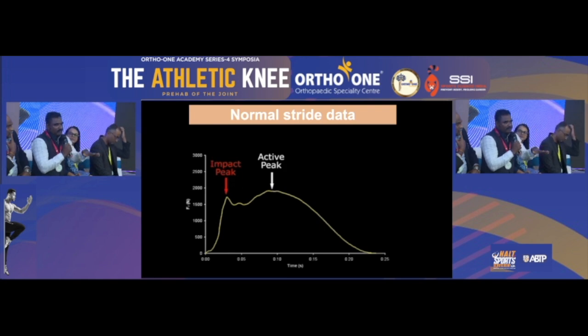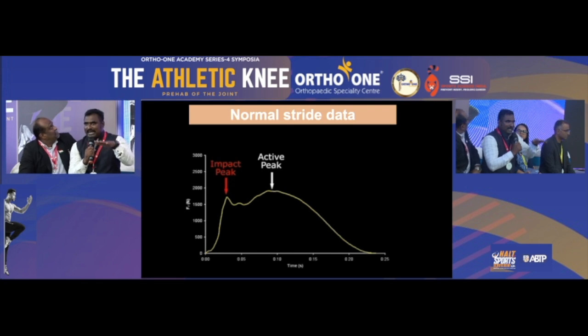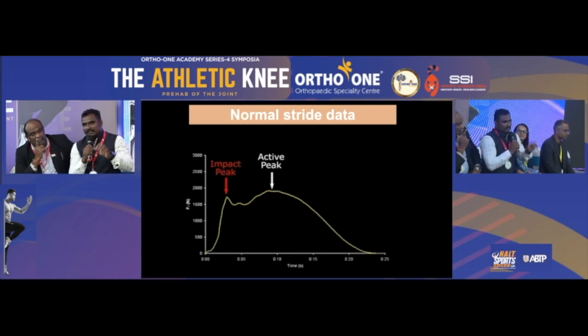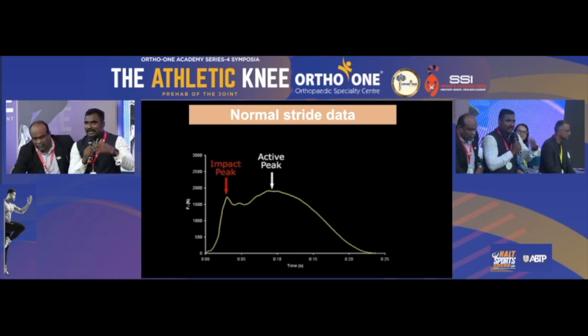When you are contacting the ground, that is the impact peak. The impact peak should be lesser than the active peak. The impact peak is nothing but the moment you first contact the ground during running. During propulsion, the force must be higher.